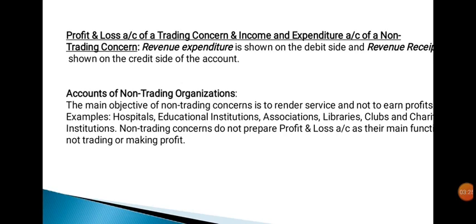Accounts of non-trading organizations. The main objective of non-trading concern is to render service and not to earn profits. Examples: hospitals, educational institutions, associations, libraries, clubs, and charitable institutions. Non-trading concerns do not prepare profit and loss account as their main function is not making profit or trading.